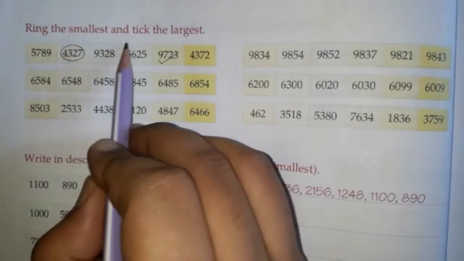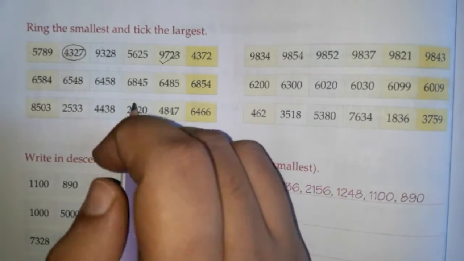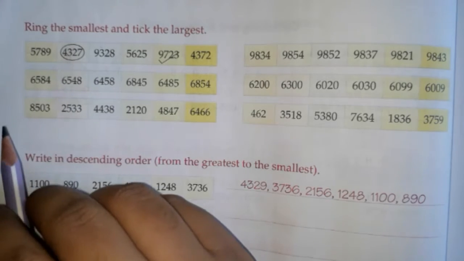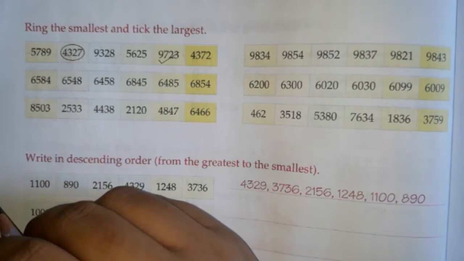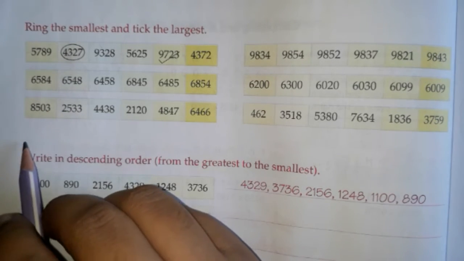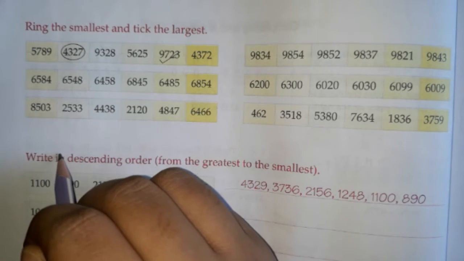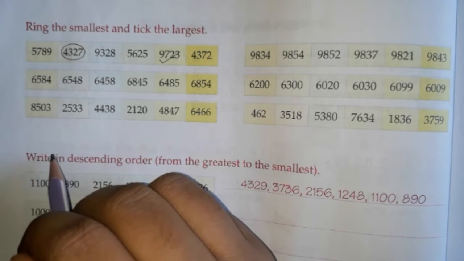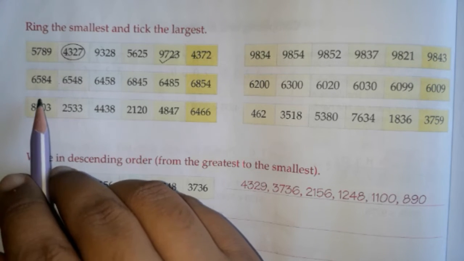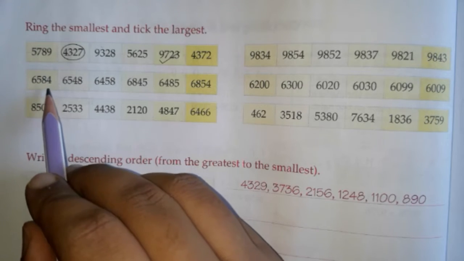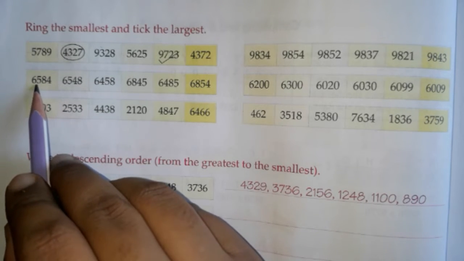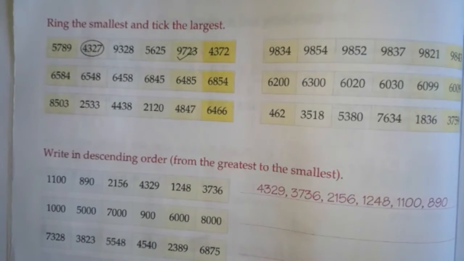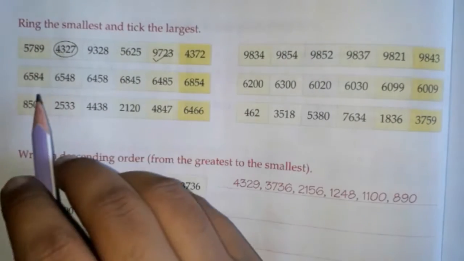Next question is ring the smallest and tick the largest. We have to circle the smallest number and tick the largest number. First question they have solved for us. In the next question we have to find out the smallest number and circle it. See, so the rule says check the first digit in each number. 6 is same in all the numbers here. The first digit is 6.